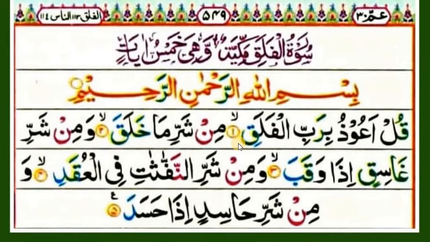So here is a stopping sign. We are going to stop here. When we stop on an ayah, the last letter's sign like fatha, kasra, dhamma will not be read. So because of the stopping sign, kasra will not be read here. We will read qaf like qaf sakin. Falaq. Qul a'udhu bi rabbil falaq.